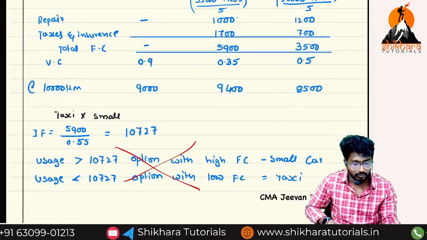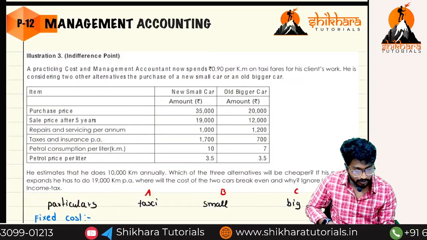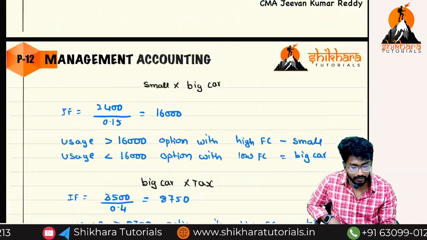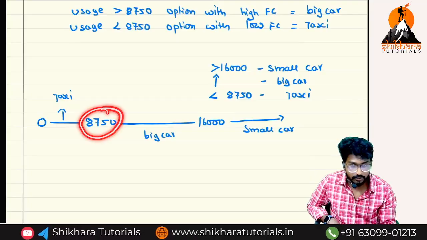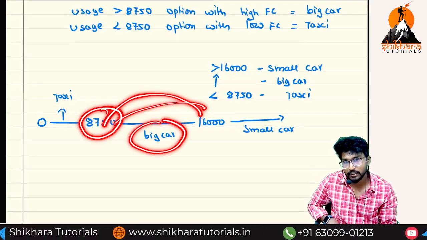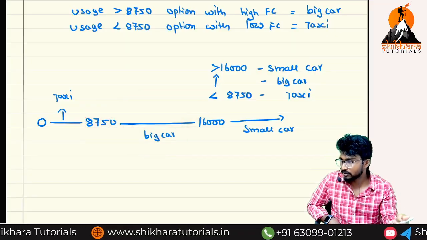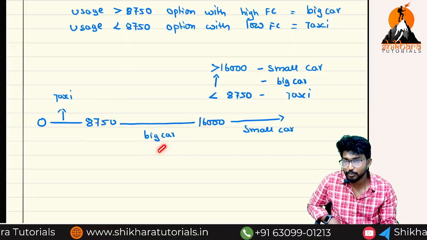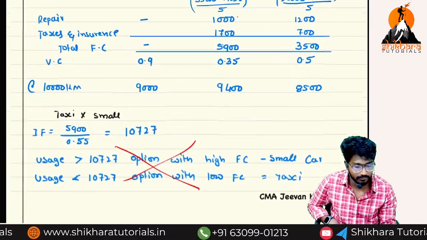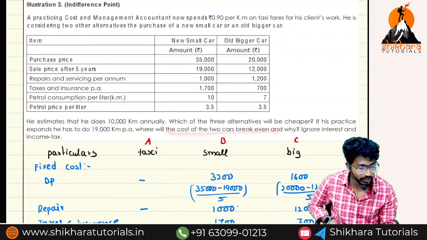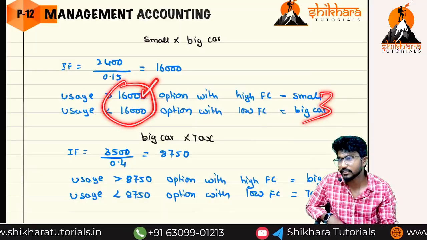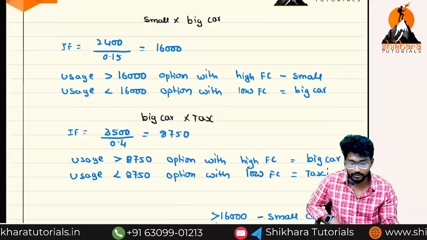Now what was asked in the question? If he estimates that he does 10,000 kilometers, 10,000 kilometers lies between 8,750 and 16,000. Above 8,750 till 16,000, which car is best? Big car. So big car is best for doing 10,000 kilometers. Next, what is the indifference point between two cars? That is 16,000.